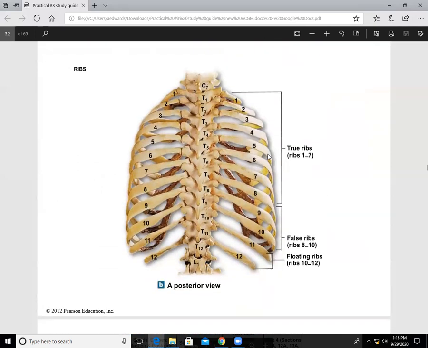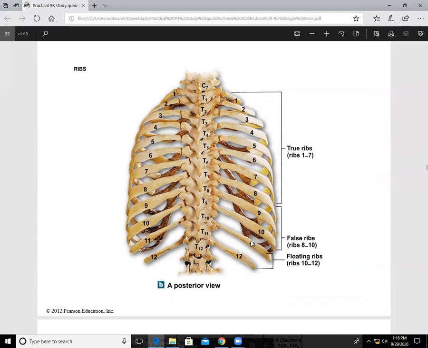Let's talk about the ribs. In the thoracic section for the most part, you have three types of ribs: true, false, and floating. Your true ribs, ribs 1 through 7, are called true because they articulate directly with the sternum via costal cartilage. Now, the false ribs, ribs 8 through 10, articulate with the sternum, but they do that by essentially connecting to these other ribs, particularly rib 8. Costal cartilage there.